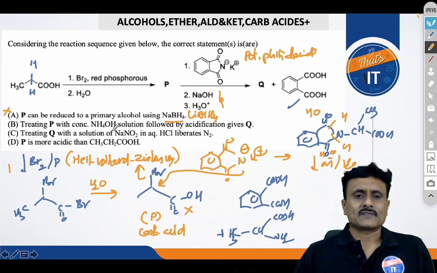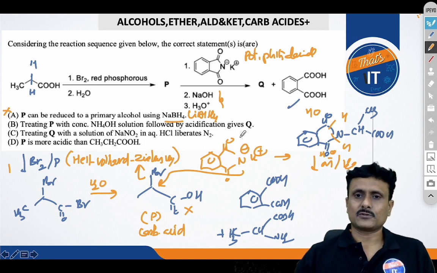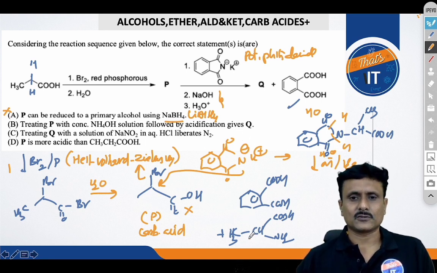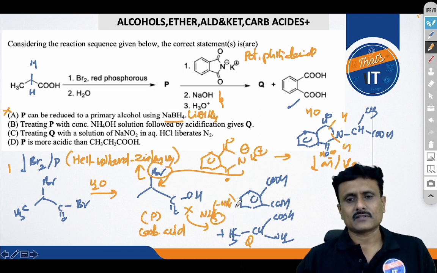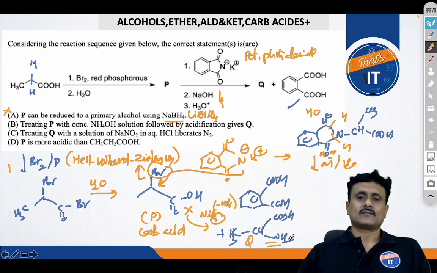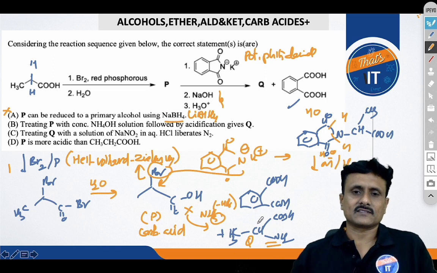Treating P with concentrated ammonium hydroxide followed by acidification gives rise to Q. You can see that this is Q. When I am heating this with ammonium hydroxide or ammonia, you know that HBr can be eliminated and gives rise ultimately to an amino acid, the Strecker synthesis, isn't it?